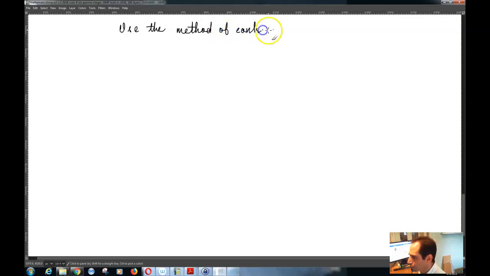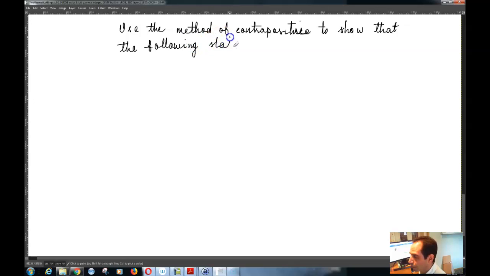Okay, so the next question that we have is question number 3, and it says show that the following statement is true by the method of contrapositive. So you want to use the method of contrapositive to show that the following statement is true.